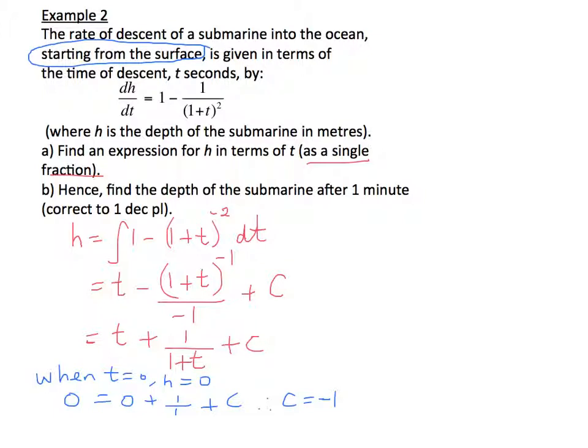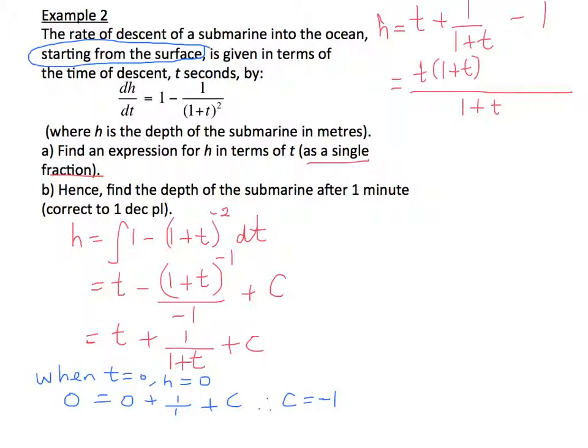So, our new expression for h in terms of t is h equals t plus 1 over 1 plus t, and then minus 1. Now we have to write this as a single fraction. So, when you're adding and subtracting fractions, remember we need a common denominator. Our common denominator is going to be 1 plus t, which means we have to multiply t by 1 plus t. So I'll write it out fully like that.